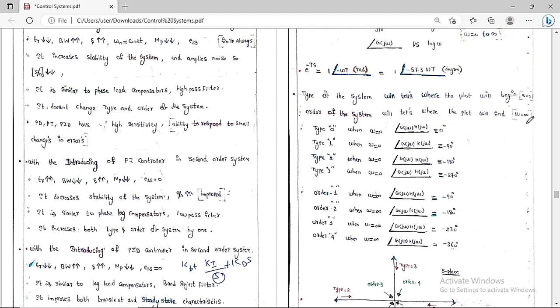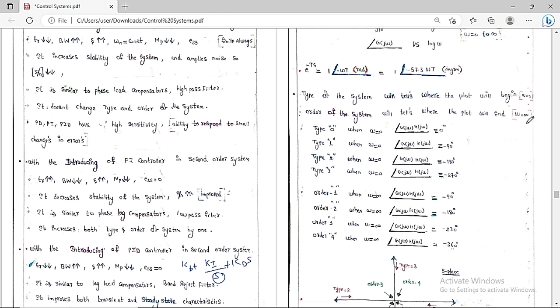So just by knowing the two important things, which is the type of the system and the order of the system, we can say where the plot is going to begin and where the plot is going to end. Therefore, the type of the system is going to tell you where the polar plot will begin, meaning at omega is equal to 0, and the order of the system will tell us where the plot will end, meaning at omega is equal to infinity. So this one you always have to keep in your mind.